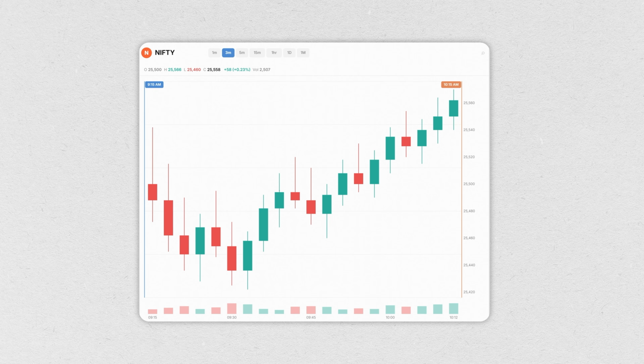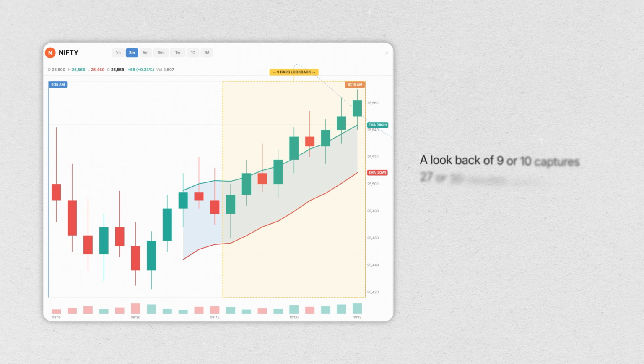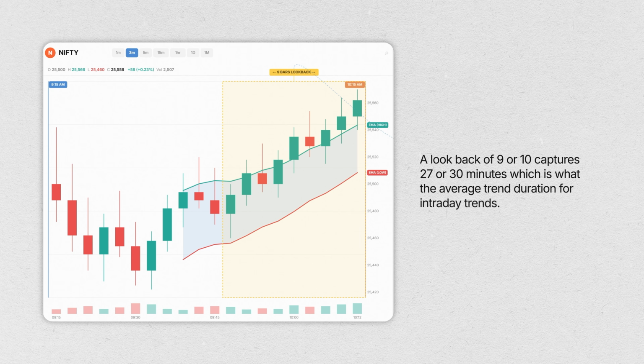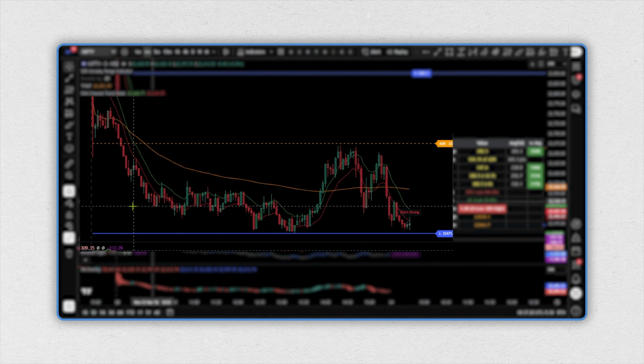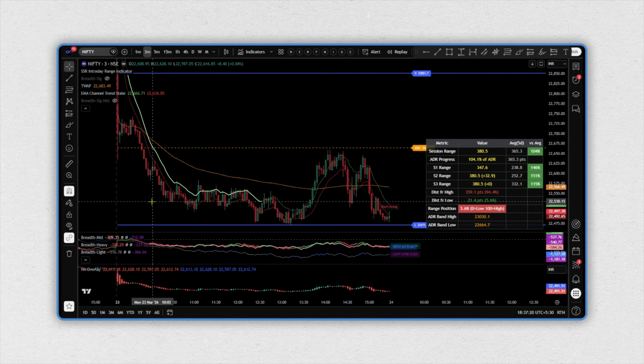This indicator uses 2 EMA lines with, say, a look back of 9 or 10 bars on a 3-minute chart, which I would say is a sweet spot in terms of time frames for scalping. A look back of 9 or 10 bars captures 27 or 30 minutes, which is what is the average trend duration for intraday trends. Back to the trend state. In this indicator, one EMA uses candle high as the input and the other uses candle low as the input, in a way forming an EMA band. The green colored EMA is calculated using the high values of each of the bars, and the red colored EMA is calculated using the low of each of the bars.